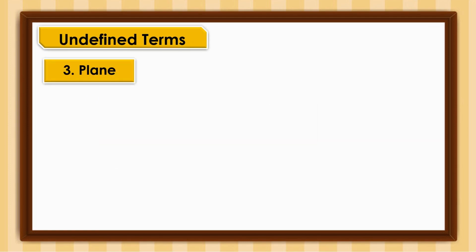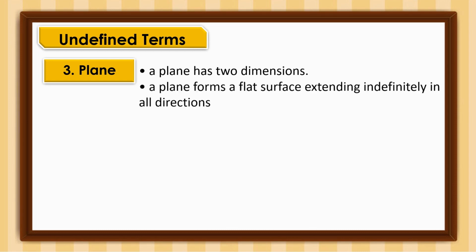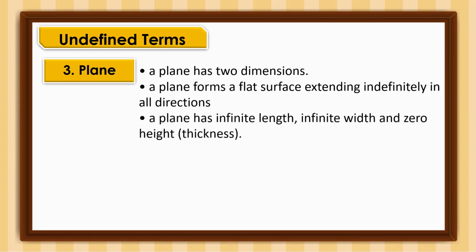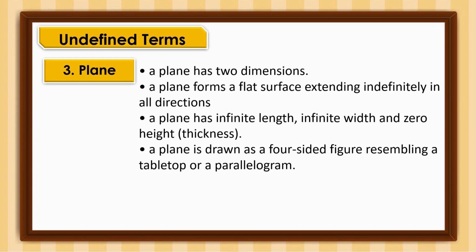Now let's talk about plane. A plane has 2 dimensions. A plane forms a flat surface extending indefinitely in all directions. And a plane has infinite length, infinite width, and 0 height or 0 thickness. A plane is drawn as a 4-sided figure resembling a tabletop or a parallelogram.